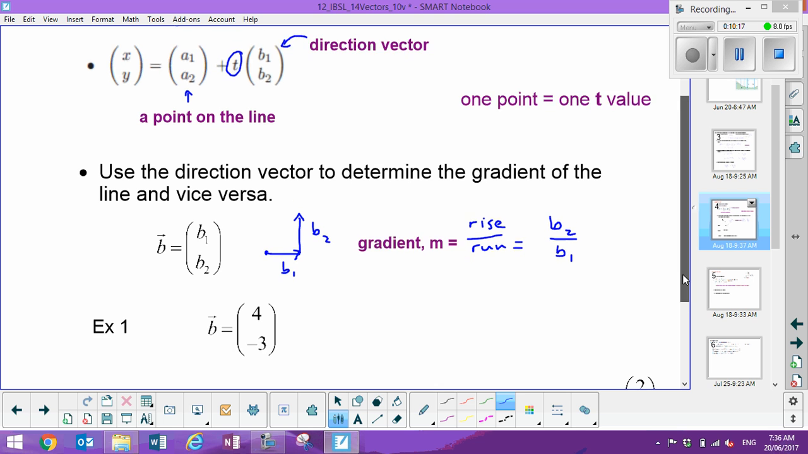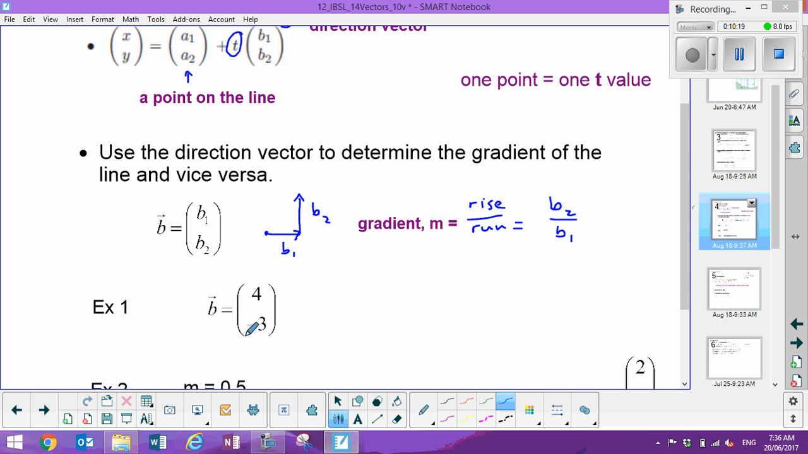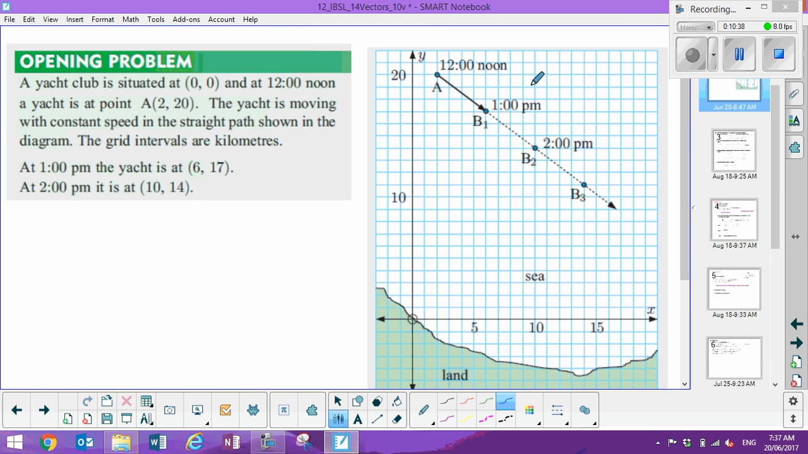So in our example with our boat, when we were going a direction vector of 4, minus 3, that means the gradient of that line was minus 3 over 4, the rise, which is the y value, over the run, which is the x value. So it's a negative slope, and that made sense from our diagram back here, a negative slope of 3/4.